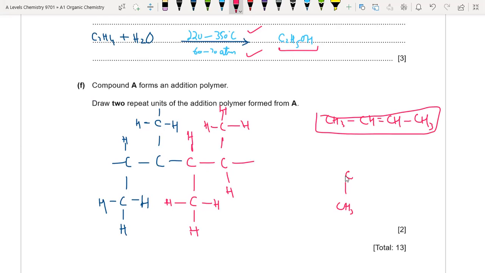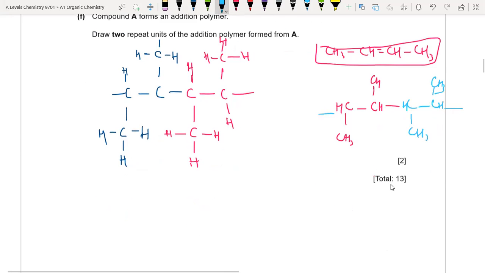CH3. Similarly, the next will be like that, CH3. This is the polymer that will be formed from the addition of these monomers.